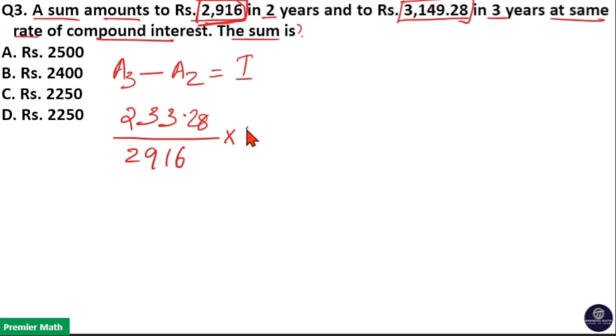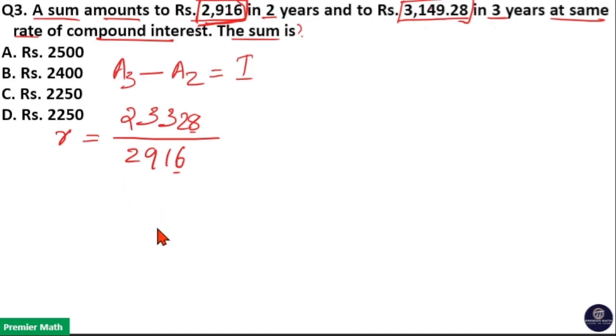So if I convert it into percentage, this will become the rate of interest here. Now multiply the numerator with 100. Now you can see here unit digit 6, here unit digit 8. So if I multiply 6 with 8, I will get unit digit 8. So here 6, 8, 48.